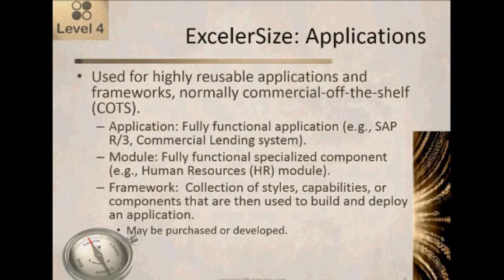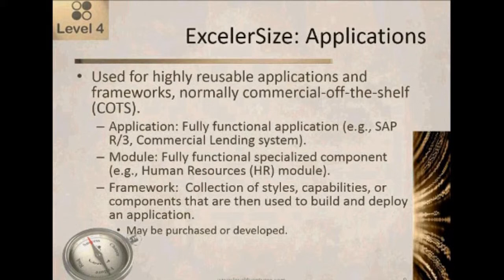The second layer under there is a module. So this would be a fully functional specialized component that would be added to an application. So for example, with SAP, we have SAP R3, which is the core SAP system. And then we may have a module where, for example, we have a human resources module that has human resources specific capabilities that will be then added to the application.